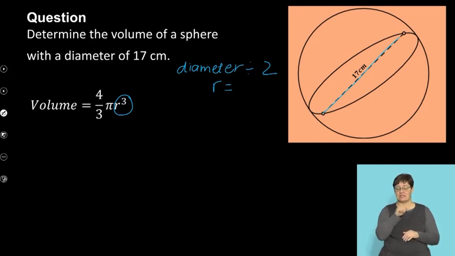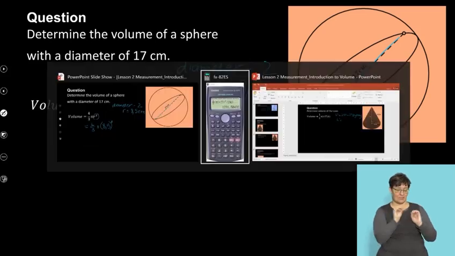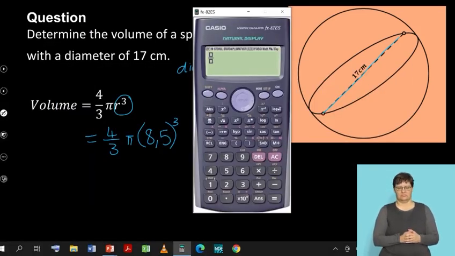So what is my radius? It is going to be 8,5 centimeters. This is good news because now I can actually substitute into my formula. So it's going to be 4/3 pi multiplied by 8,5 cubed. Let's get our calculator. Great, so it's going to be 4/3 pi multiplied by 8.5 cubed, which is going to give me 4913/6 pi.